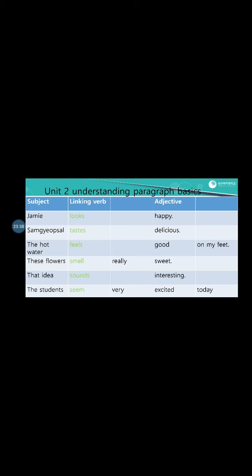Let's go. Jamie looks happy. Samgyeopsal tastes delicious. The hot water feels good on my feet. These flowers smell really sweet. That idea sounds interesting. And the students seem very excited today.